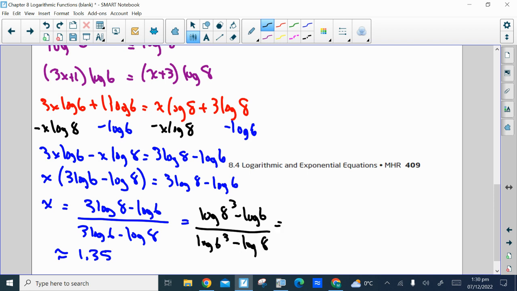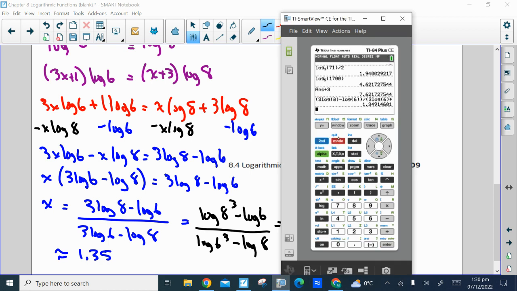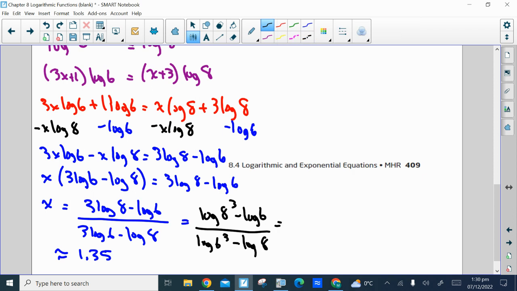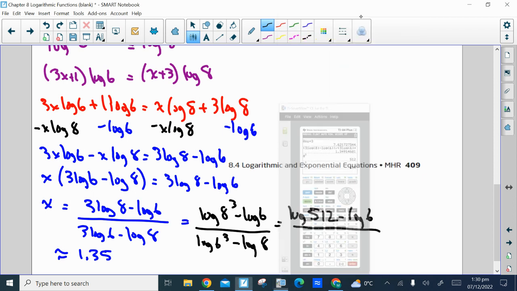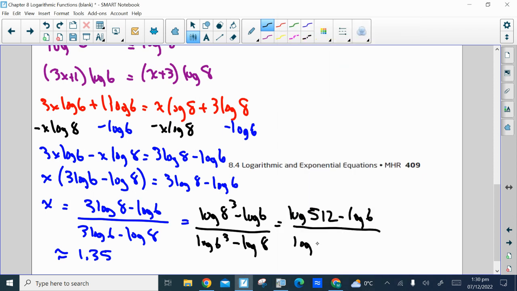So again, checking answers in the back, they may do this step, where they simplify the expression. 8 cubed, what is that, 216? 8 to the power 3, 512, not even close. So that's log of 512 minus log of 6, all over log of 6 cubed, there's the 216, minus log 8.